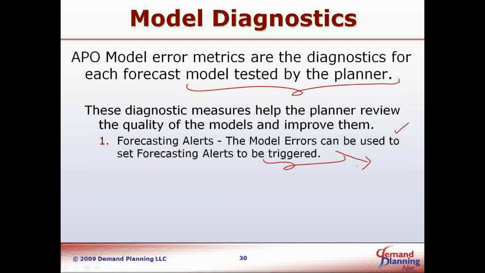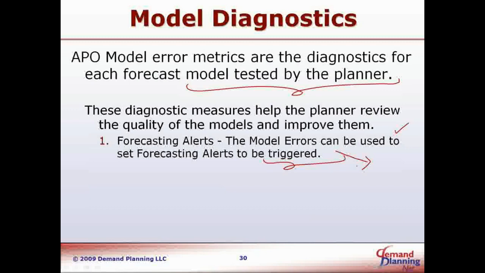So basically, with that, let's talk about the diagnostic here. APO model error metrics are the diagnostics for each forecast model tested by the planner. These diagnostic measures help the planner review the quality of the models and improve them. So how do you do that? You can actually set forecasting alerts. The model errors can be used to set forecasting alerts to be triggered. So if you set alerts, then the alert will be triggered every time a model reports an error higher than the alert threshold.